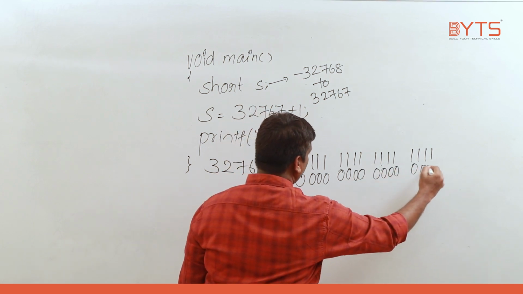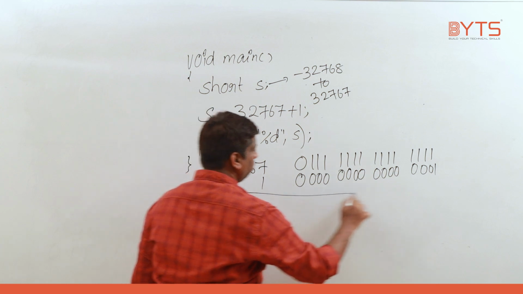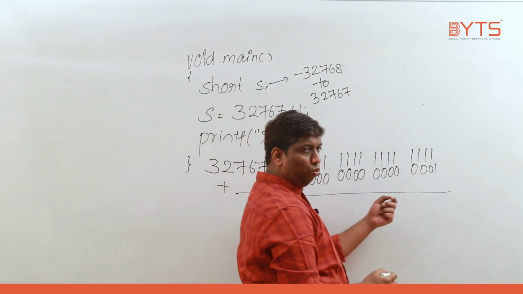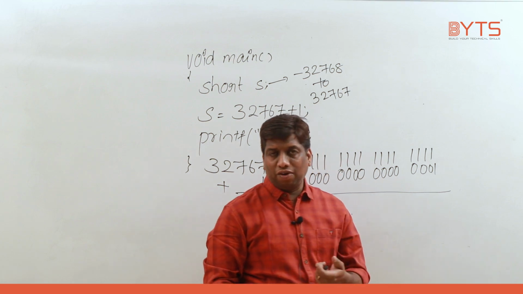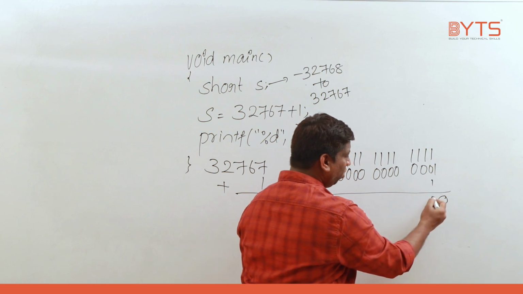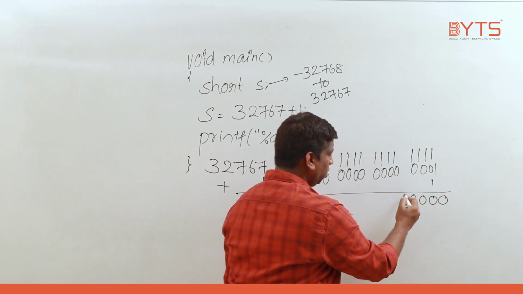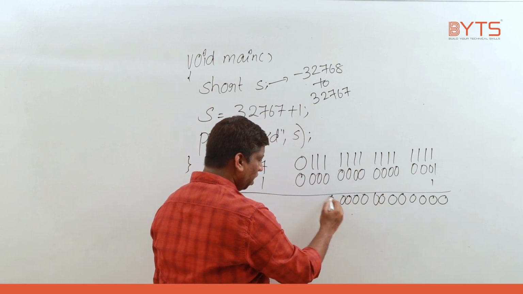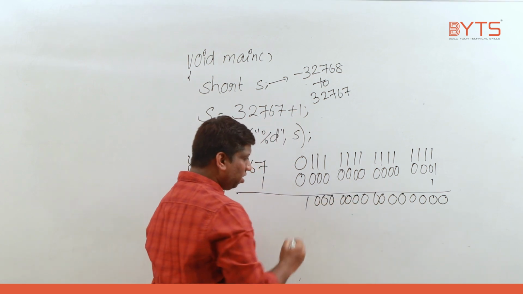The binary value of 1, I am writing. Next I need to perform what? Addition. 1 plus 1, we know 2 is the result, and 2's equivalent value in binary is 10. So 1 will come, 0. Same, carry will go on. Here also carry will go on. Carry will move on, and the result will be final.